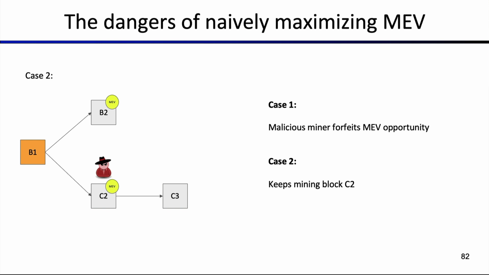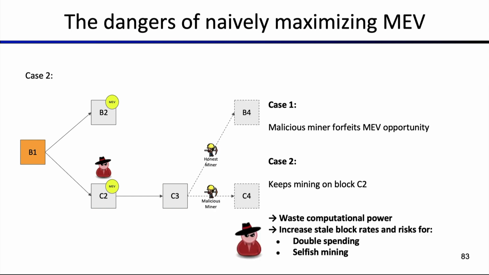So you can see here the MEV miner or the adversary miner basically extending C3 instead of continuing on the honest chain B2. And then again, right, the malicious miner could mine on C4 to continue increasing its chain, and the honest miner could continue on B4 or on C4. So that's really up to the honest miner.